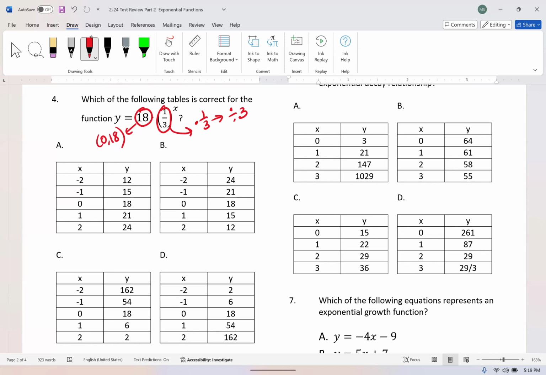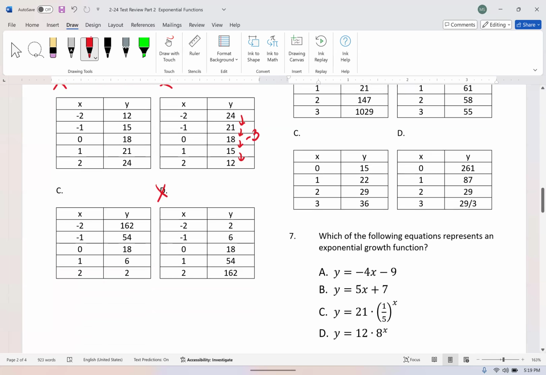All right, so if we're multiplying by 1/3, first of all, the numbers are going to go down. So it can't be A and it can't be D because those numbers are going up. Now, B is going down, but it's going down consistently by the exact same value. It's not being multiplied or divided, it's being subtracted. These are all subtracted by 3, so it can't be B. So C, we're looking for dividing by 3.